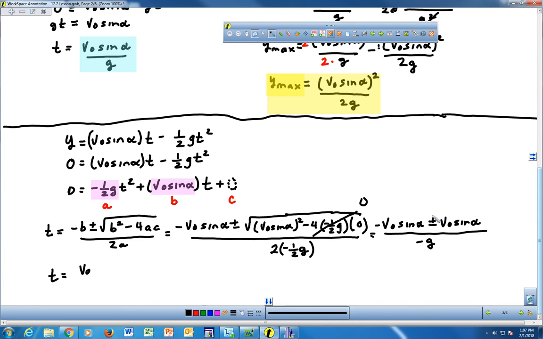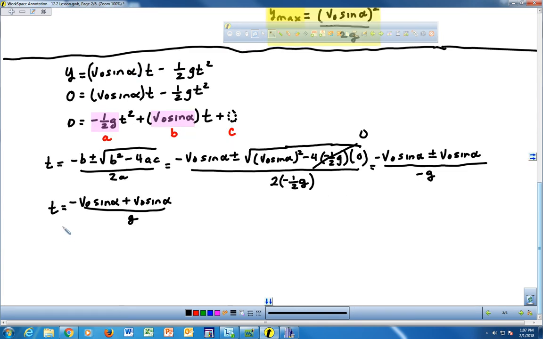What if it is a plus? If it is a plus, that would give us negative v sub 0 sine of alpha plus v sub 0 sine of alpha divided by g. So I'm going to put both of them so you can see. And the other case is, what if it's a minus? It is negative v sub 0 sine of alpha minus v sub 0 sine of alpha divided by negative g.